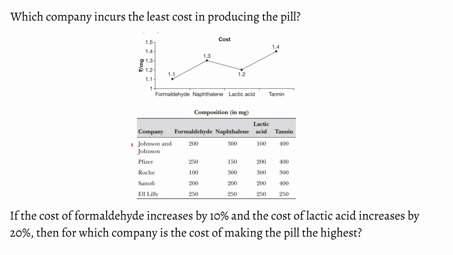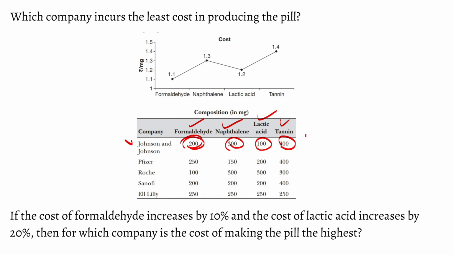If we observe here, the first company, Johnson and Johnson, to produce a pill, needs 200 milligrams of formaldehyde, 300 mg of naphthalene, 100 mg of lactic acid and 400 mg of tannin. And each mg has its own price, right? So 200 mg of formaldehyde means the final cost will be 200 into 1.1 rupees. The same applies to naphthalene, so 300 into 1.3 rupees, 100 into 1.2 rupees and 400 into 1.4 rupees. This will give us the cost incurred to make a pill by the first company, Johnson and Johnson.